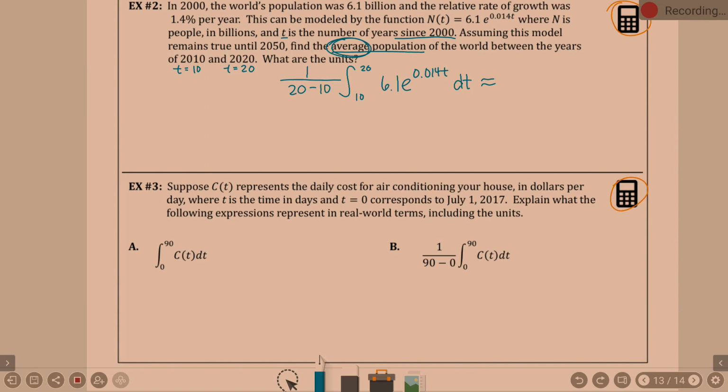7.5315. I forgot the 1/10, so now we get 7.531. Same.